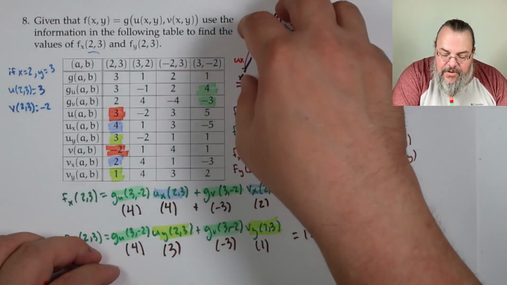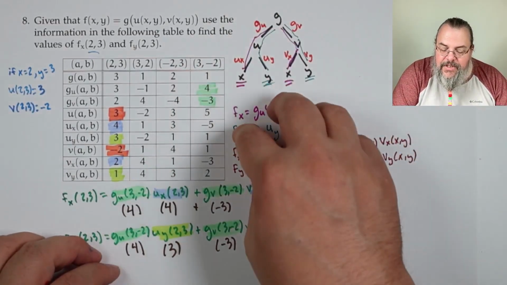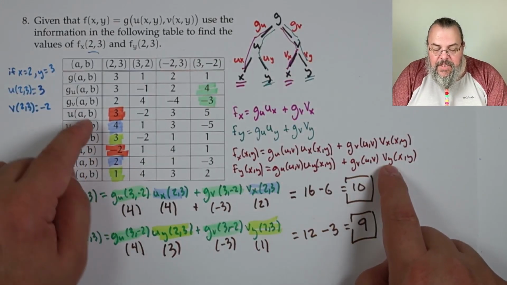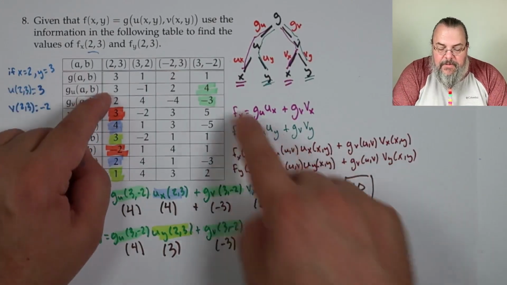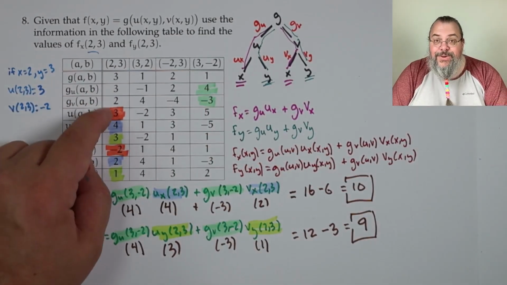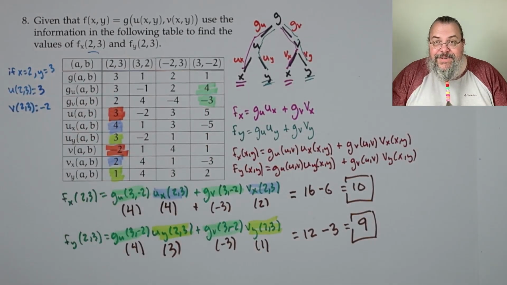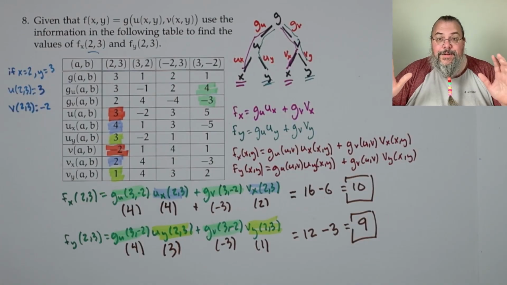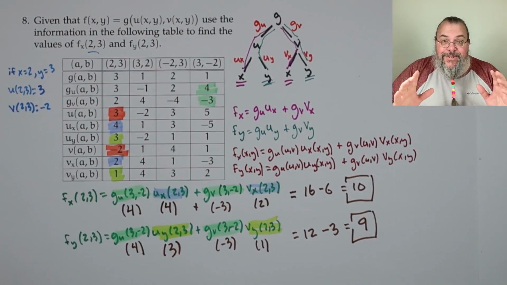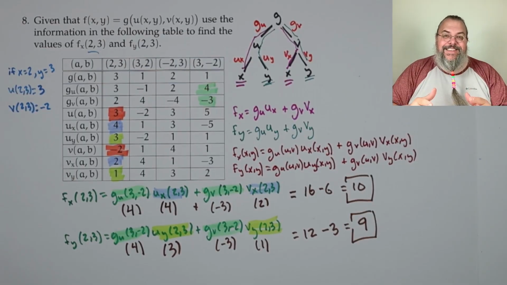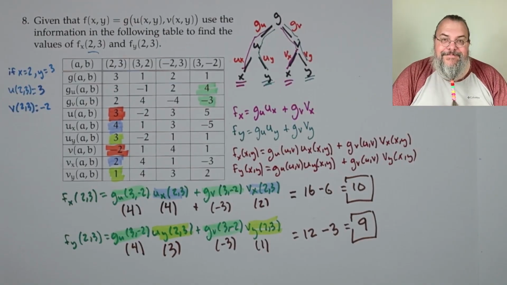Draw the tree. Use the tree to get the relationships. Be careful, right? Because it's very tempting to just, instead of using these values of 4, negative 3, to use these values of 3 and 2. And then it's like, your answer goes away. Be careful. Be methodical. Be patient. You got this. You got this. All right. Let's keep going.